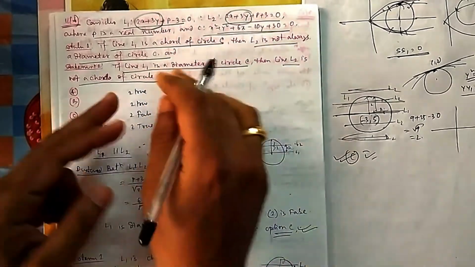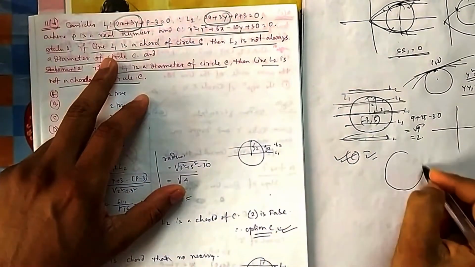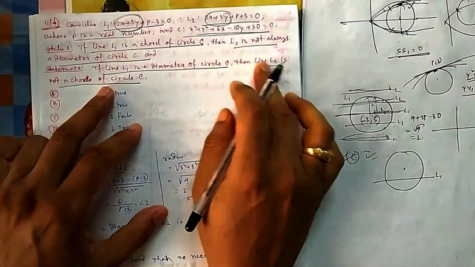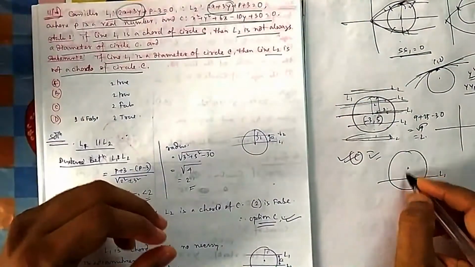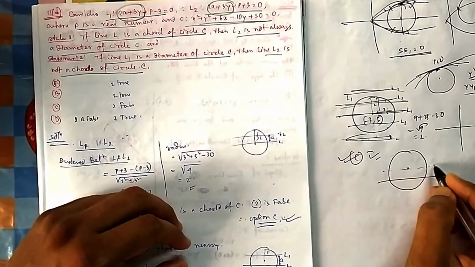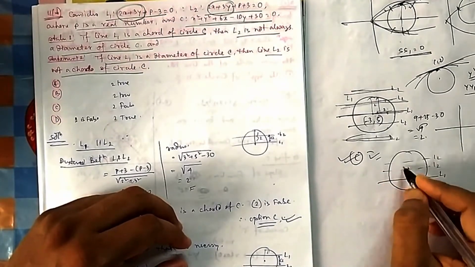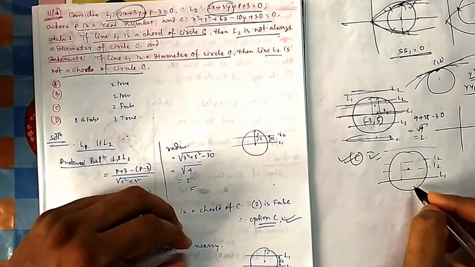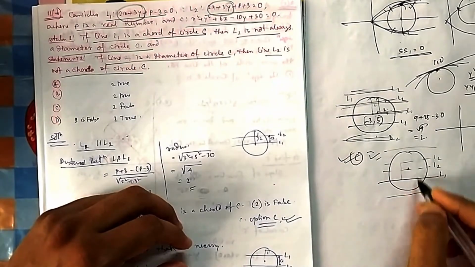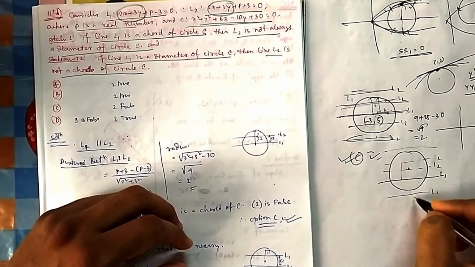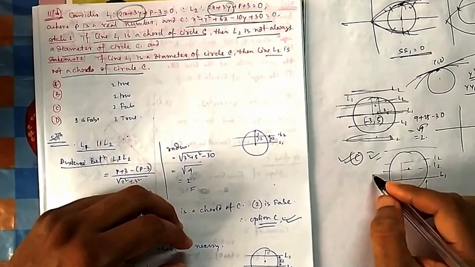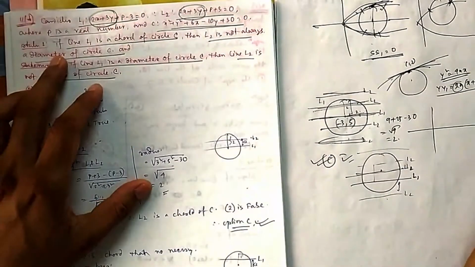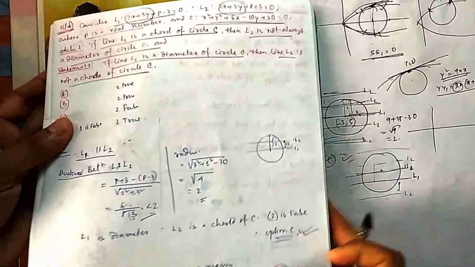But here now you can check 1 also. If L1 is a chord, the L2 is not always a diameter. Now you cannot say because the distance between them is less than 2. So L2 can be here also, L2 can be here also. So it can be outside also. If L1 becomes a chord, then L2 can be outside also. But it is not necessary that every time it will be a diameter. It may be, may not be. So that's why statement 1 is correct. Answer is option C.